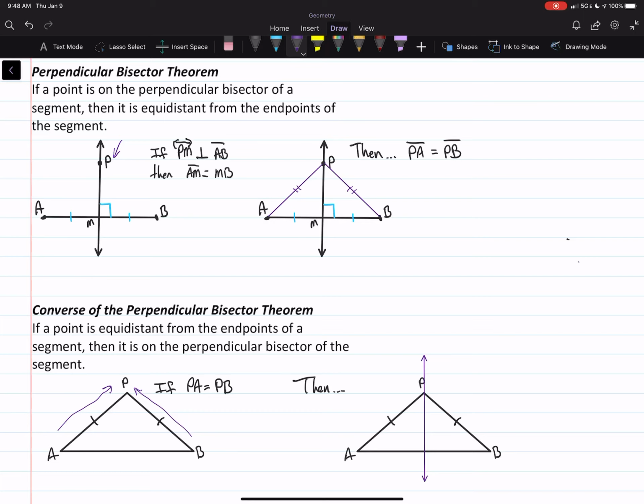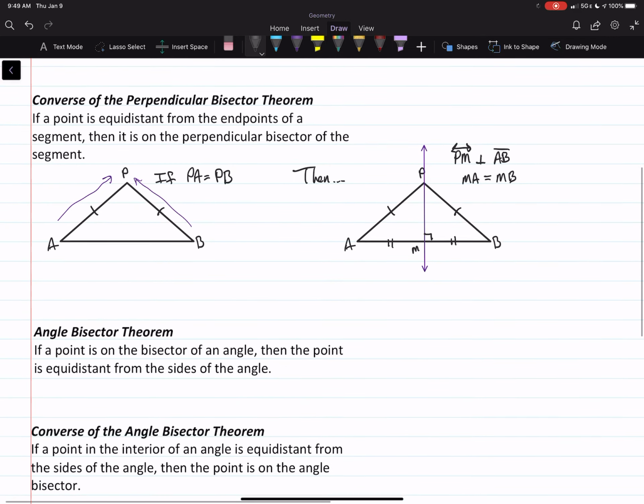then what we know from there is that when we look at this side over here, we know that line PM, so we'll call this M down here, we know that's perpendicular, so PM is perpendicular to AB, which is a line segment, and we know that MA is equal to MB. So those two segments are congruent.